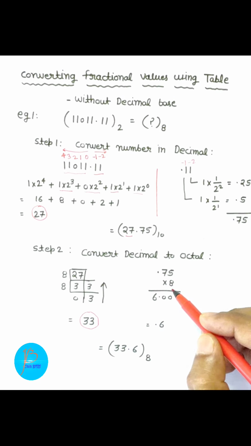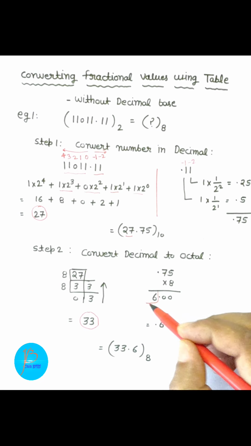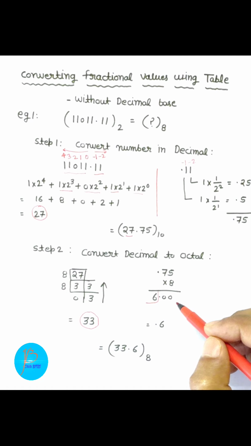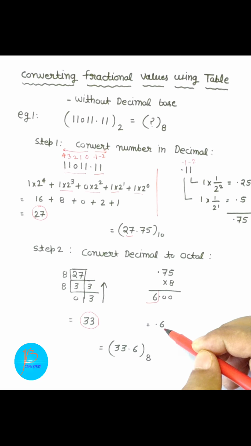So 0.75 into 8, you know that your answer will appear as 6.00. So your integer part is 6 and 0.00 is your fractional part. So you know that the calculation will stop here. So your fractional part results in 6, which is written as 0.6.